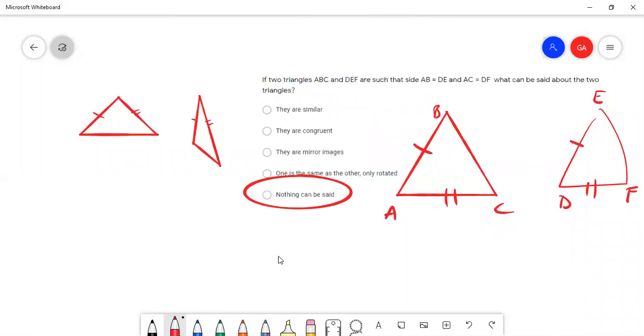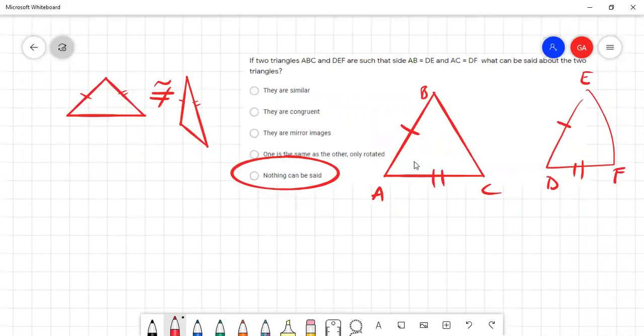So this is a little counterexample, okay? You can see that clearly this is not congruent to this. Okay, how about this one?